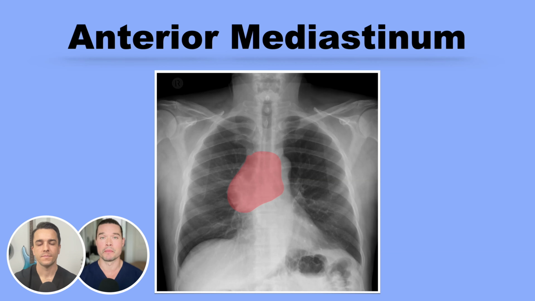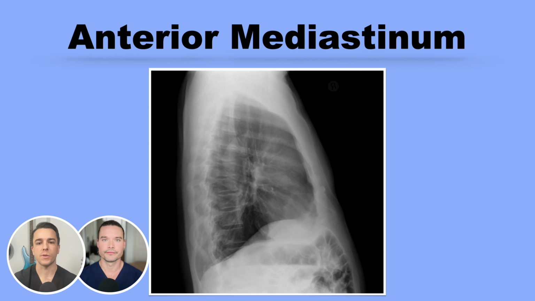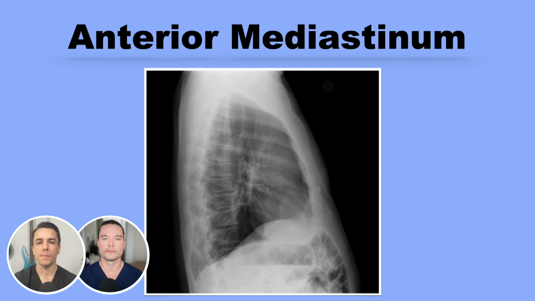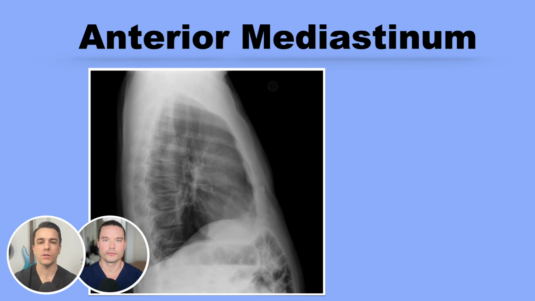And it's asymmetric. Absolutely. And when we go to the lateral chest x-ray here, we confirm that this is an anterior mediastinal mass because it's in front of that trachea. And what are some things that we have to worry about with anterior mediastinum? Those are the 5 T's.